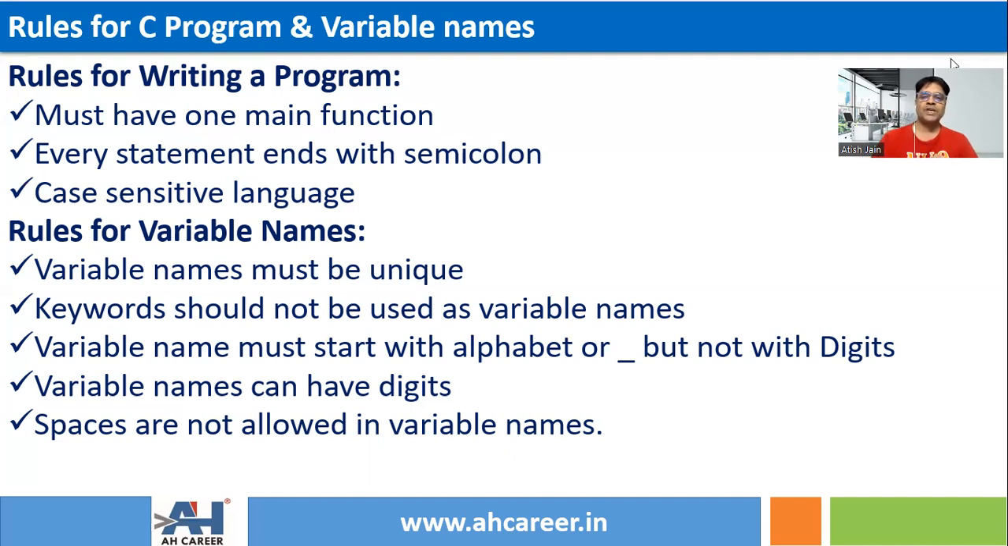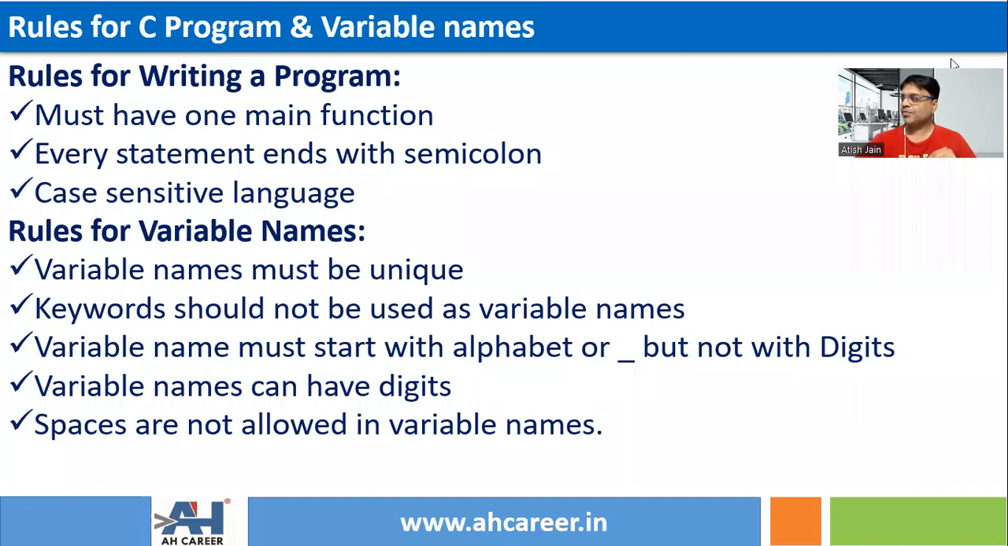Like in our English language, we use a full stop to end a sentence. In the same way, in C programming language, every statement is terminated by a semicolon. And remember, C is a case-sensitive programming language. Means there is a difference between uppercase letters and lowercase letters. You have to be very careful while writing programs. Okay, the whole code in C programming language is written in lowercase only. That's nothing but small letters. Do not use capital letters.